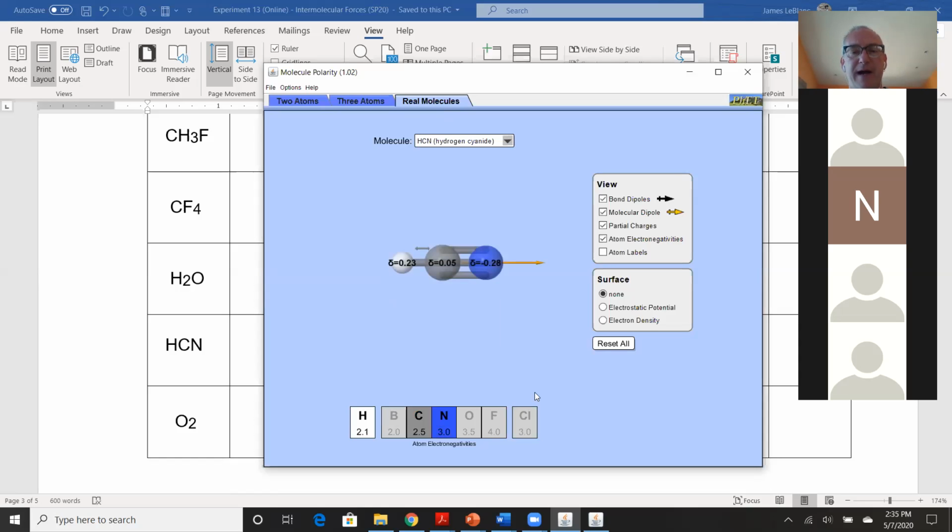So we can see hydrogen cyanide is linear. It has a triple bond between the carbon in the middle and the nitrogen on the end. So there's our electronegativities. Nitrogen is 3, carbon is 2.5, and hydrogen is 2.1. So it's basically 2, 2.5, 3. So we're going to have bond dipoles here.